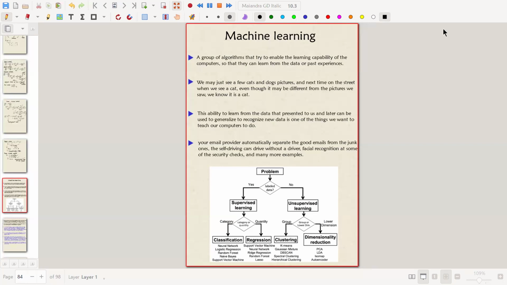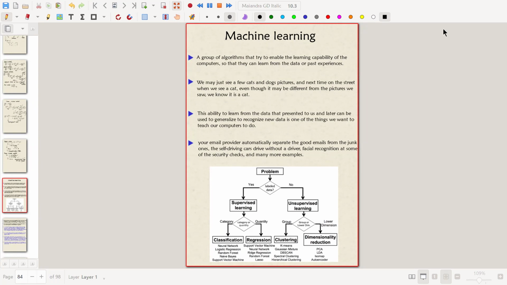So you have a problem. Okay, you have a problem in mind. Then you check whether it is labeled data or not. Are you labeling it? By labeling, I mean you take orange and apple. Orange you label as orange, apple you label as apple. Then it is labeled data. If you can't label it, then it is not labeled data. So we have two cases here: yes and no. If it is yes, supervised learning. If it is no, you go to unsupervised learning.